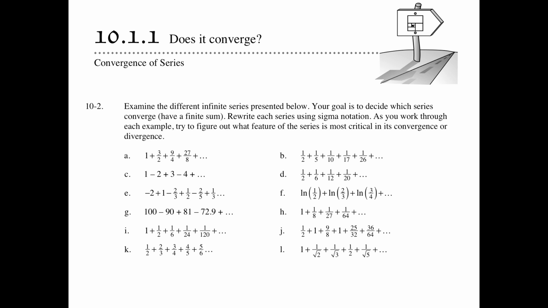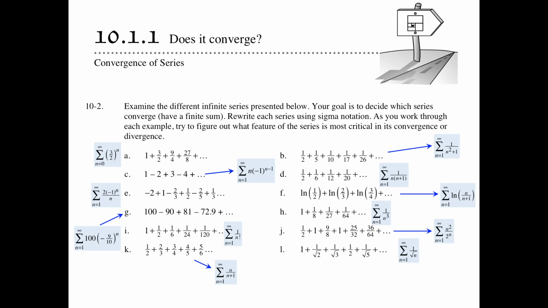Problem 10-2 will take the entire period. In this problem, your students will be given a set of 12 series, each in expanded form. Working in teams, the first challenge will be to rewrite each of these series using sigma notation. And the second challenge will be to try to figure out, that is to predict, which of these series will converge and which will diverge. Remember, this is just a prediction.